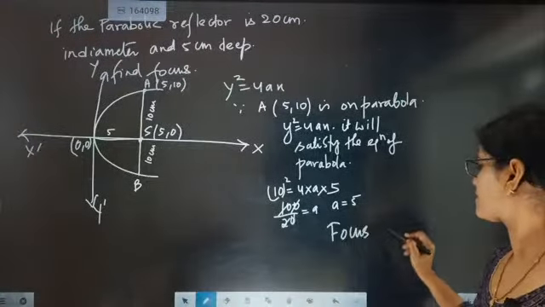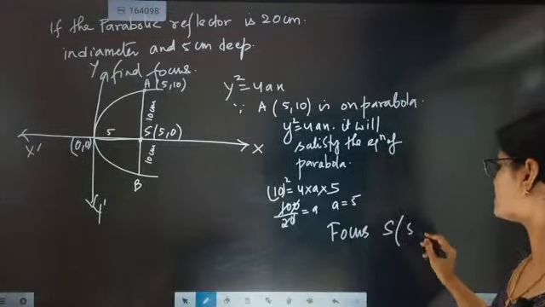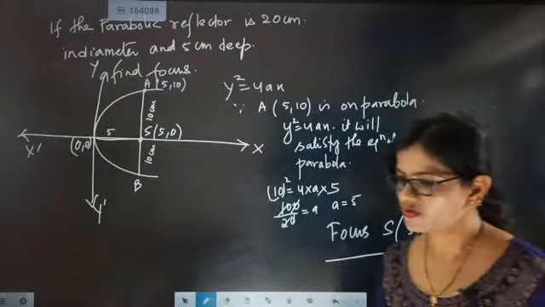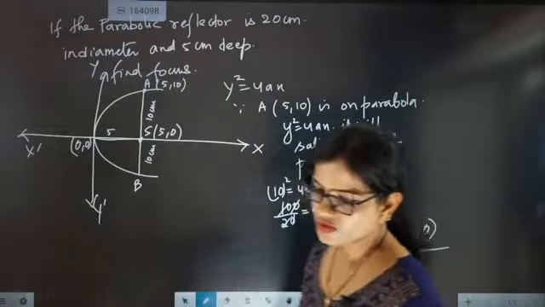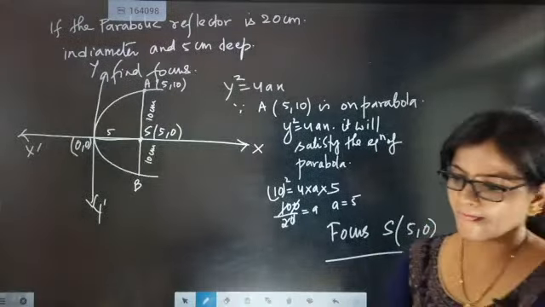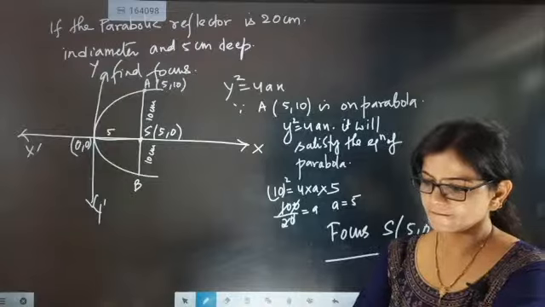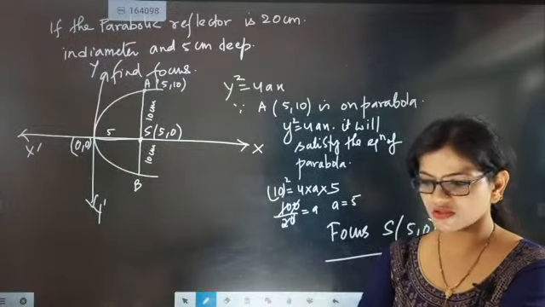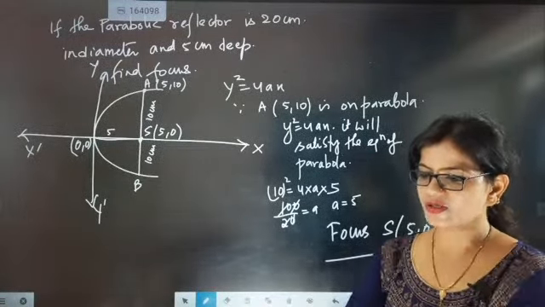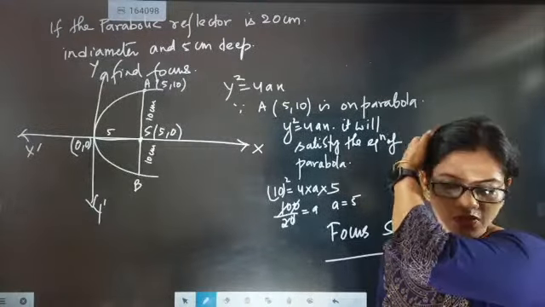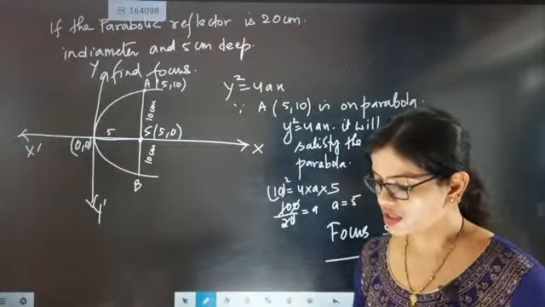Focus is S (5, 0). Focus is coming as 5 comma 0, correct? Absolutely beta. I hope you might have understood.